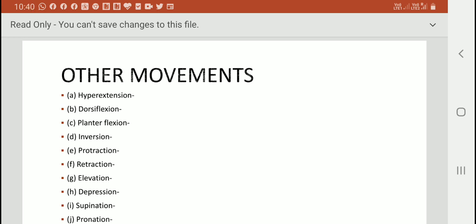Hyperextension is the excess extension of a part at a joint. Basically, you have to understand that excess extension of a part of any joint is called hyperextension, beyond the anatomical position, like bending the head back beyond the upright position. So excess extension at any joint is called hyperextension movement. I think you have understood.